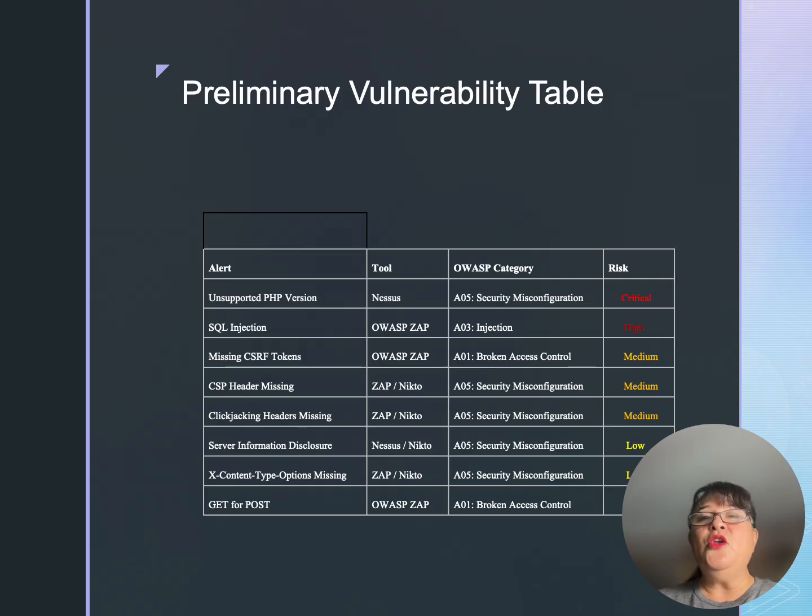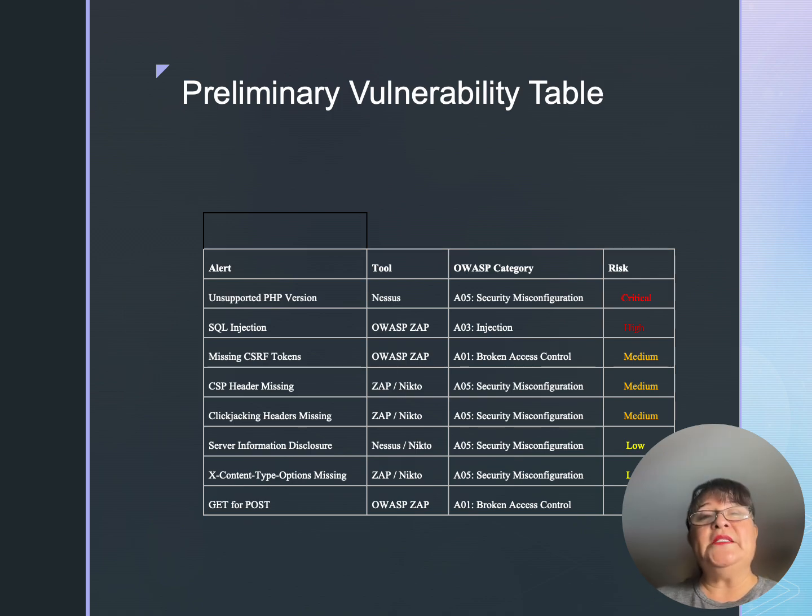The most significant OWASP category identified was security misconfiguration. Nessus detected an unsupported PHP version with a CVSS score of 10.0. That's high, indicating a critical failure in patch management. Additional misconfigurations such as missing HTTP security headers and exposed directories further increase the system's attack surface.